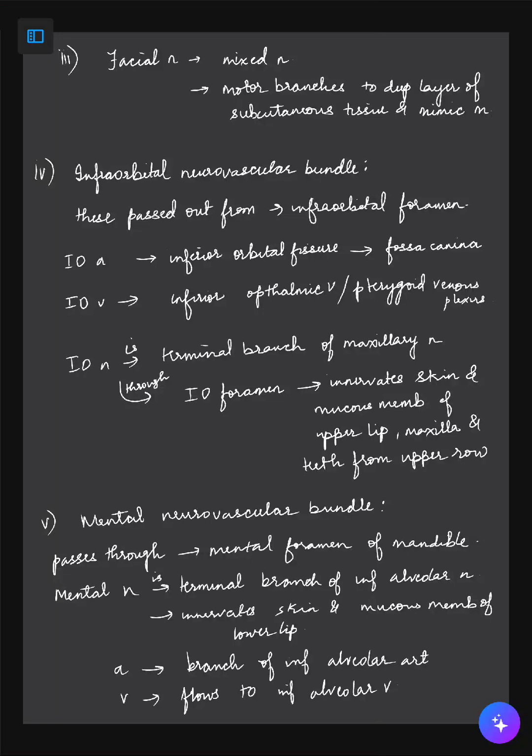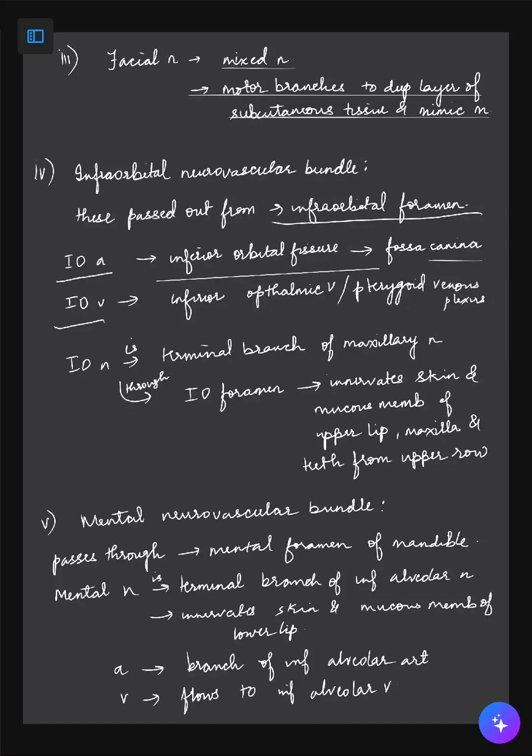Now this facial nerve, we will study in detail further, but this facial nerve is a mixed nerve. The motor branches go to the deep layer of the subcutaneous tissue and the mimic muscles. Next, the infraorbital neurovascular bundle. This infraorbital neurovascular bundle passes through the infraorbital foramen. Now this infraorbital artery comes from the inferior orbital fissure to the canine fossa.